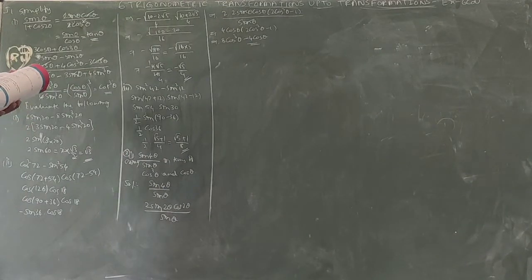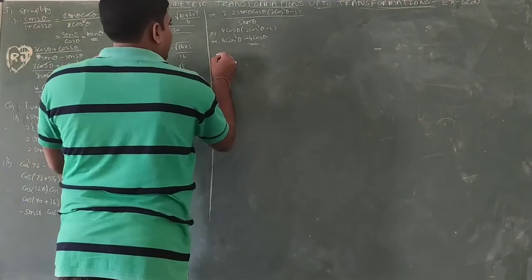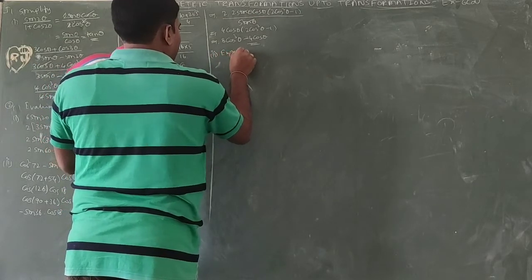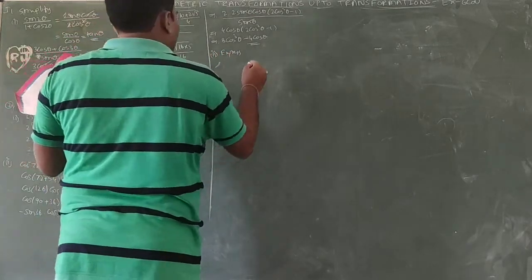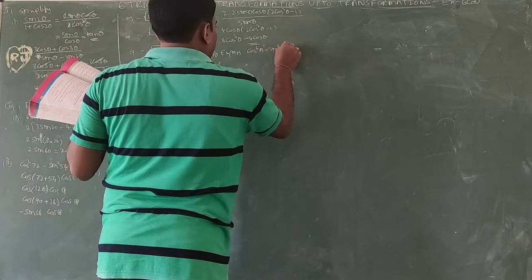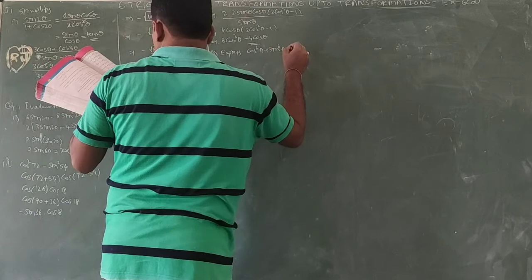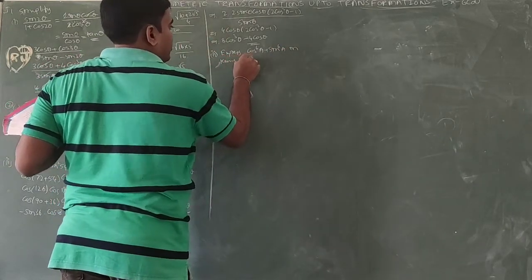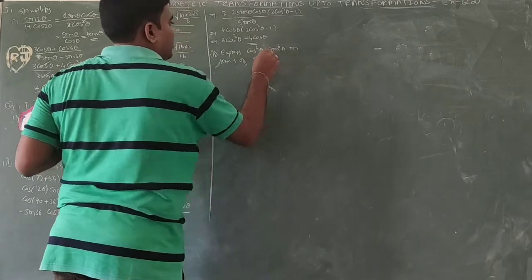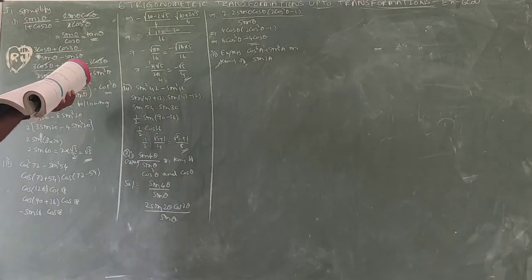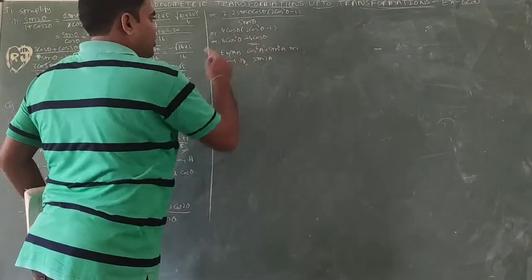Okay, next, second: express cos power 6A plus sin power 6A in terms of sin 2A. In terms of sin 2A, I want to write this expression.